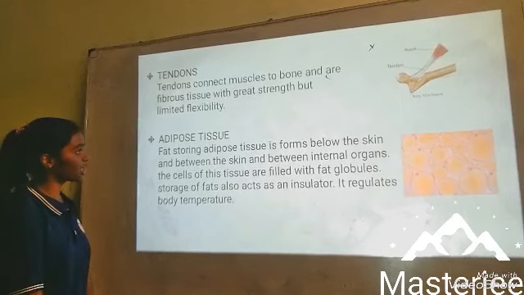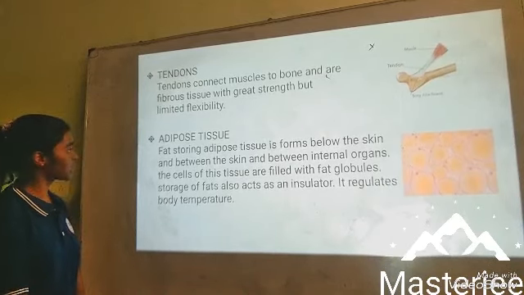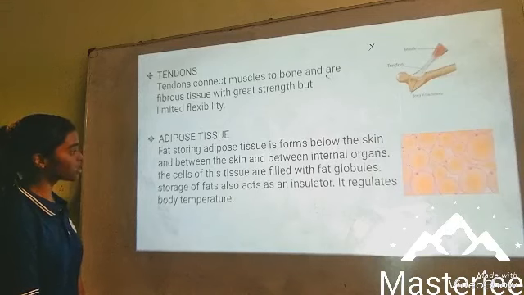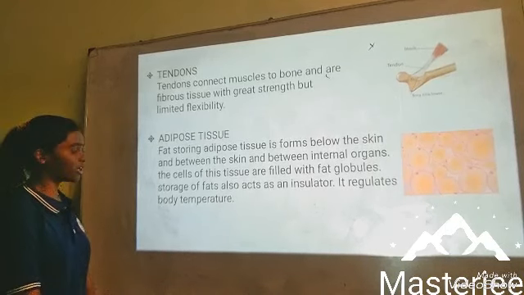Adipose tissue. Fat storing adipose tissue is formed below the skin and also between internal organs. The cells of this tissue are filled with fat globules. Storage of fats also acts as an insulator. It regulates body temperature.